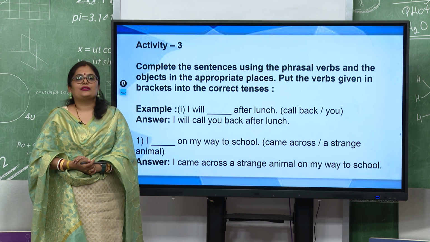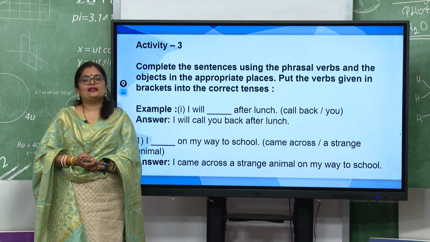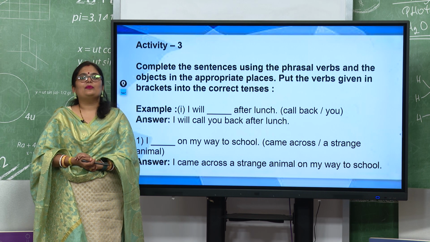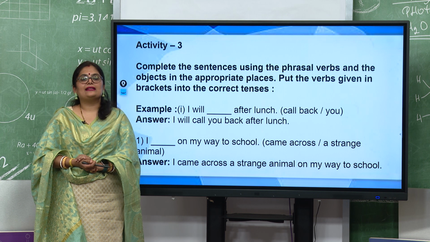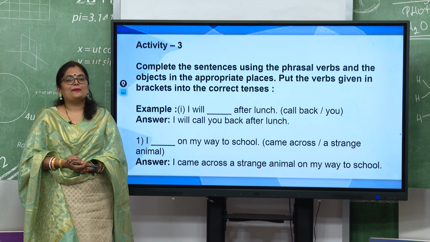We come on to the third activity. Now, what is the third activity? Complete the sentence using the phrasal verbs and the objects in appropriate places. Put the verbs given in the brackets into the correct tenses. The first example, look at the first example.